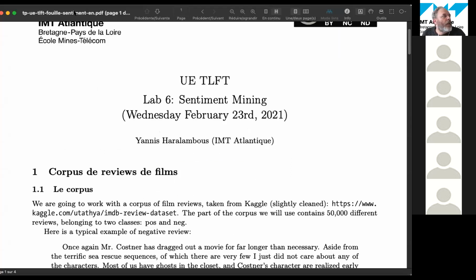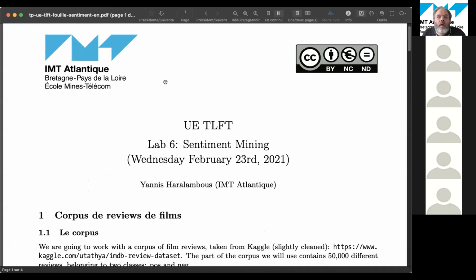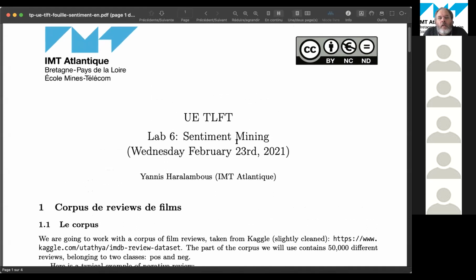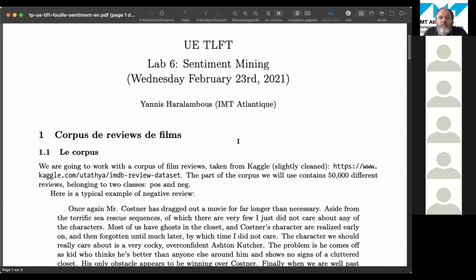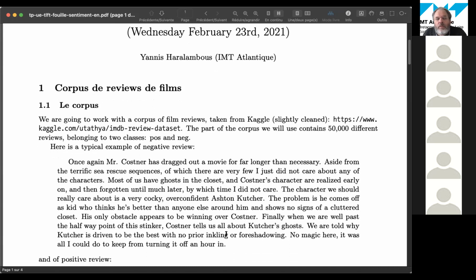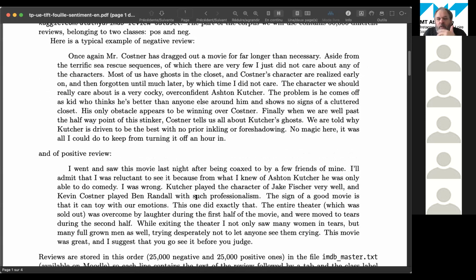Okay, and here is a lab on sentiment mining. You will find the corpus on Moodle. It's a rather big corpus. It has 50,000 reviews, and these reviews are sometimes quite longer than the ones we processed during the lecture. So this is a negative one, this is a positive one. It's about movies, so it's more sophisticated than restaurants.